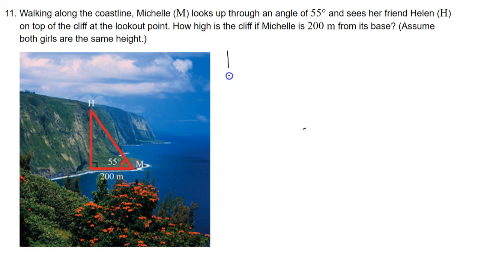I'm just going to copy that diagram. Okay, so Michelle's there, Helen's there, 200 meters from the base of the cliff. The angle is 55 degrees. We want to find out how high the cliff is. Okay, so it's that one there. So I'm just going to pop an X there. Okay, and then we're trying to find X. So we've got 55 degrees here, we've got the opposite side, and we've got the adjacent side. So we're using tan.